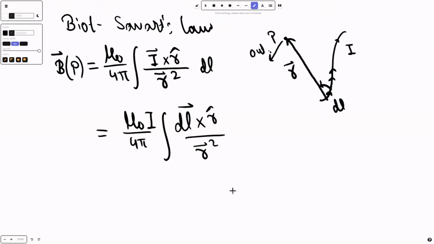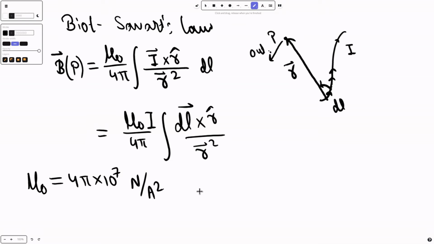Now, let's see what this mu naught by 4 pi is. Everything else is clear, so let's see what mu naught by 4 pi is. Well, mu naught equals 4 pi times 10 to the power of minus 7 Newton per ampere square.